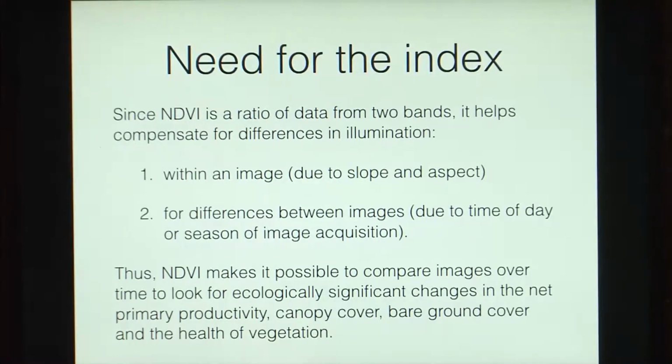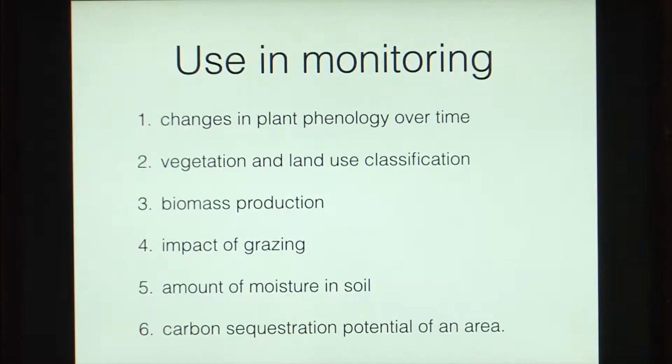So, net primary productivity refers to how much of the sunlight is being converted by vegetation into biomass. So, that is the net primary productivity. It can tell us ecologically significant changes in canopy cover, bare ground cover and the health of the vegetation. So, where do we use NDVI? We use it in monitoring changes in plant phenology over time, vegetation and land use classification.